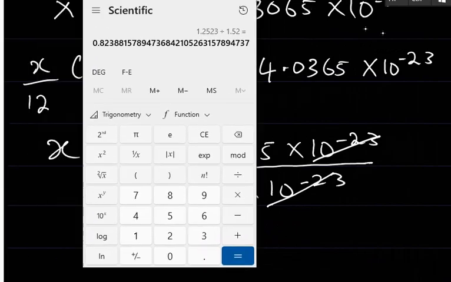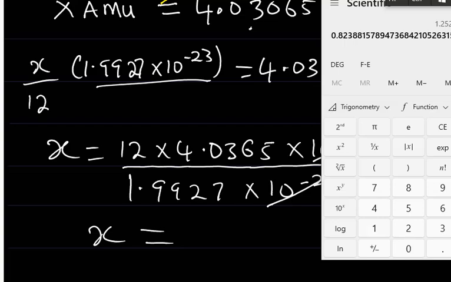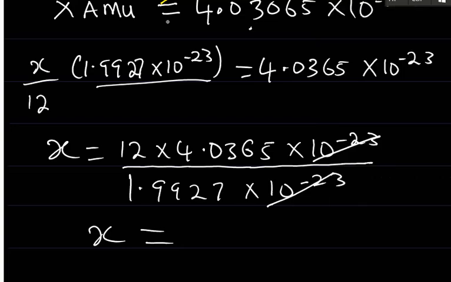So 12 times 4.0365, then divided by 1.9927. That is 24.3 approximately. So X is 24.3 AMU, atomic mass unit.